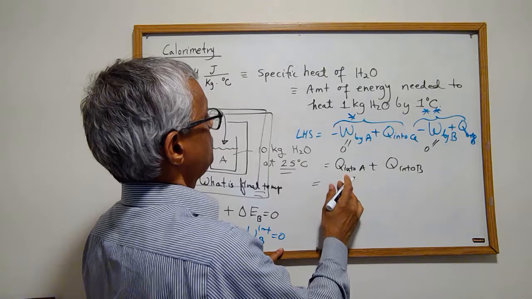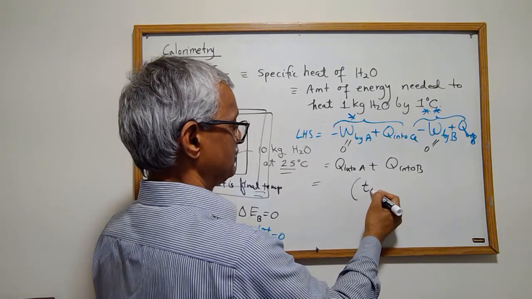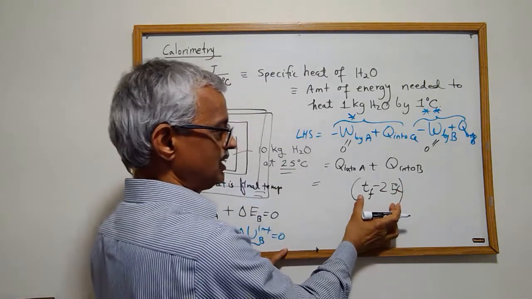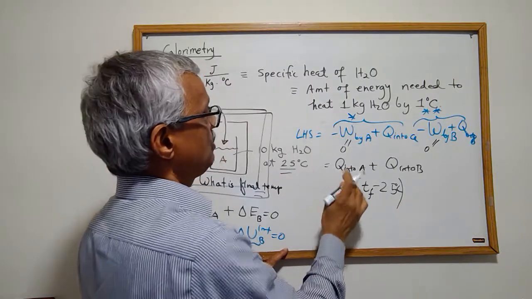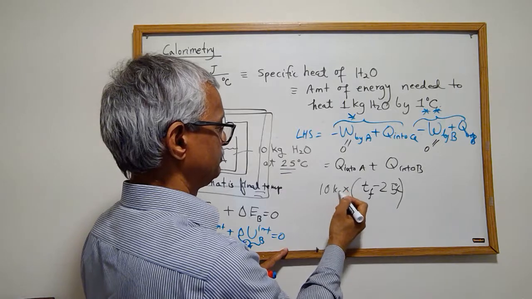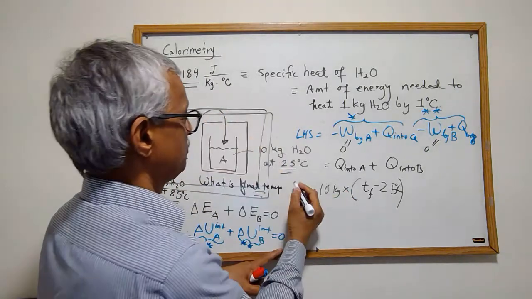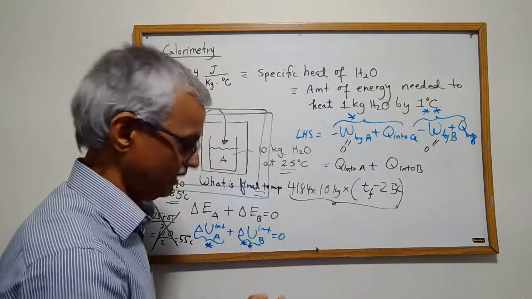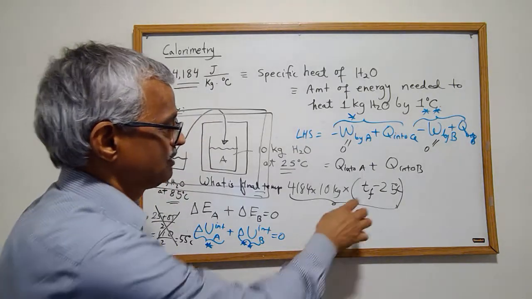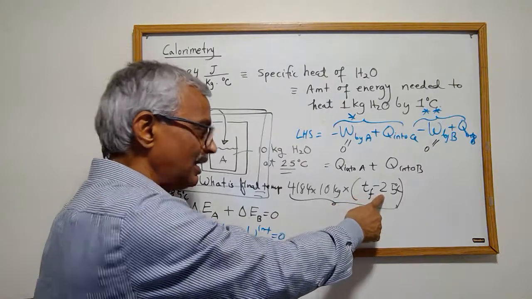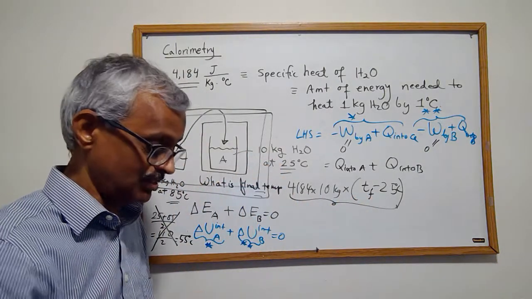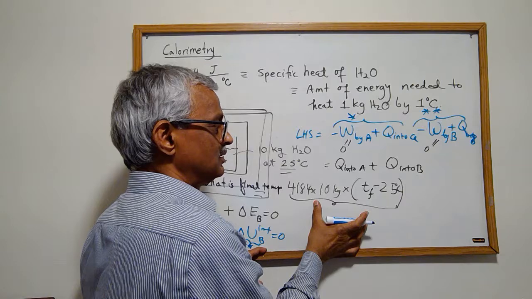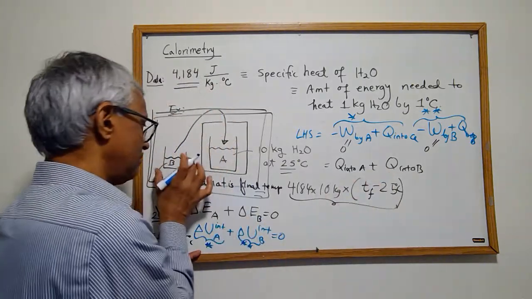Q into A will be, I don't know the final temperature, so let's call it T final, but I know it started at 25 degrees Celsius. So that's the change in temperature times the amount I had, 10 kilograms, times 4,184. That's how much Q into A is. I want to make sure this is a positive number. You can see that this is going to be bigger than that, so this is positive. That makes sense conceptually. This one should be negative, the same amount, but I can account for it directly from B.